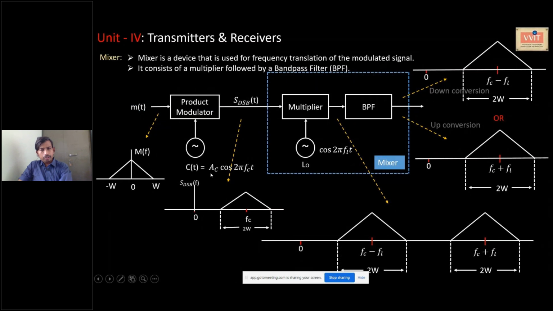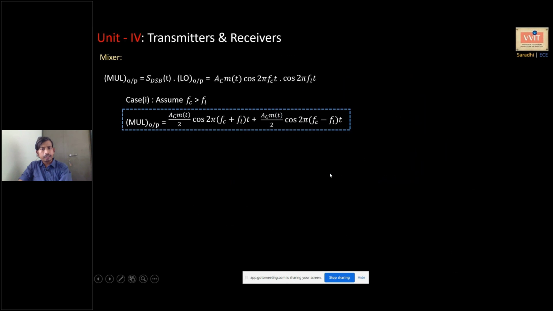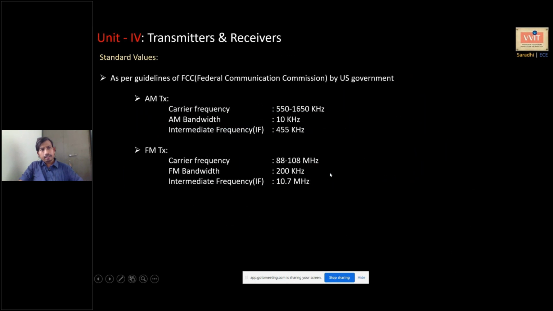So first of all, you may have a band pass signal centered at Fc that can be translated to some other frequency designated by the local oscillator. What essentially we require is that we have a spectrum at Fc and we want to translate it to some other location, either to this location or to this location, according to our requirements. That is being done by the mixer. That is the whole and sole purpose of this mixer. Now there are some standard values we need to study before going into the types of transmitters, AM transmitters and FM transmitters.